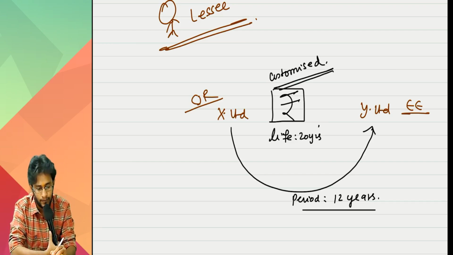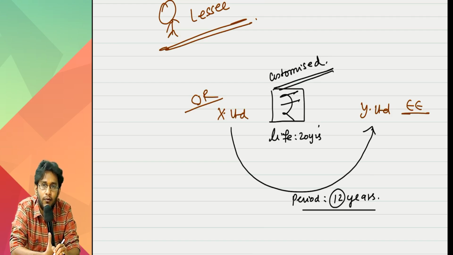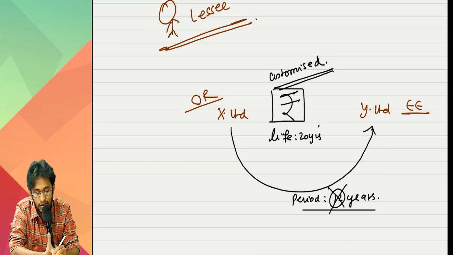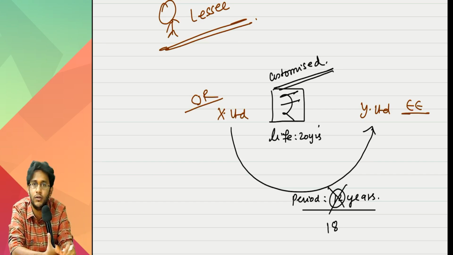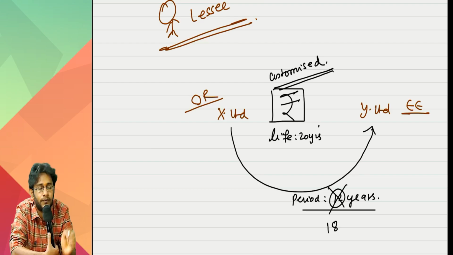Or that fellow asked for a lease of 12 years. I said no, I won't give for 12 years, because after 12 years if the asset comes back, what should I do? So we negotiated that the lease period should be 18 years. That fellow accepted, I also accepted. The moment you do this negotiation, you will satisfy the first point. What is the first point? The major period of the asset life is the lease period here.